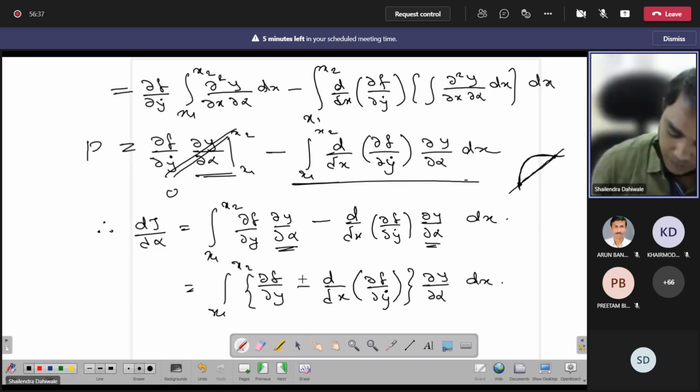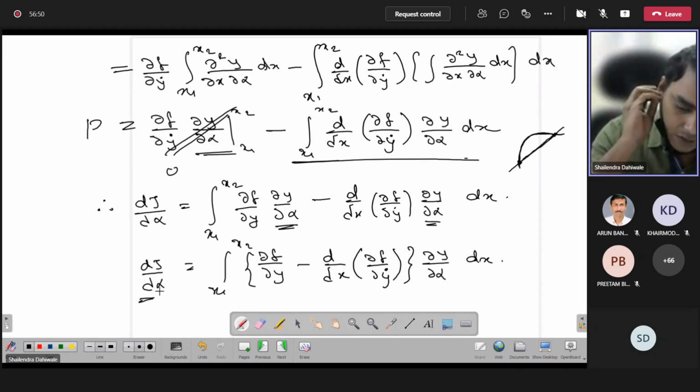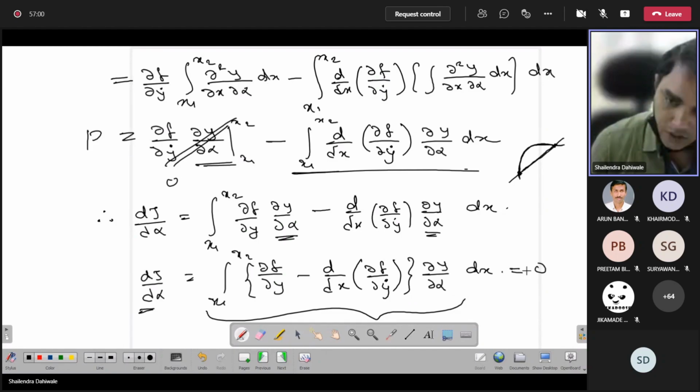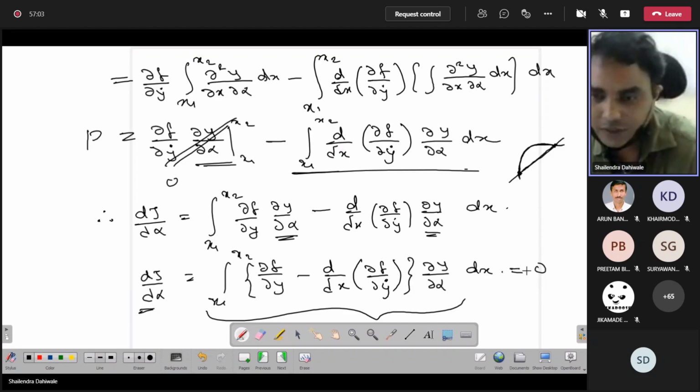So dJ by d alpha. For my stationary condition, this dJ by d alpha should be 0, right? That means this term should be equal to 0 in order to have the stationary value.